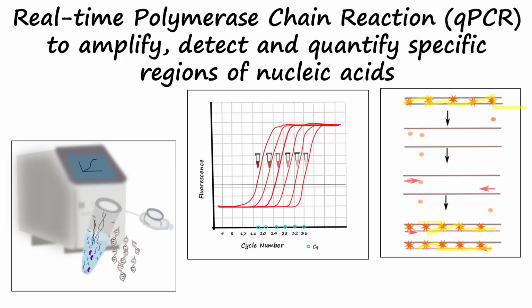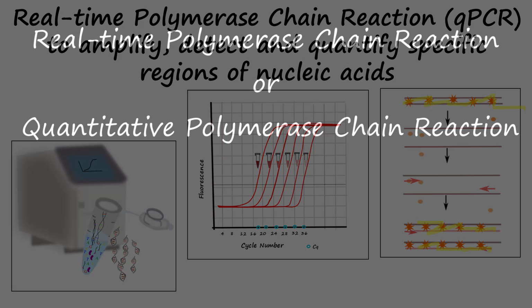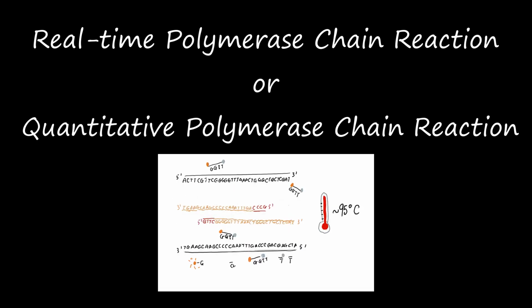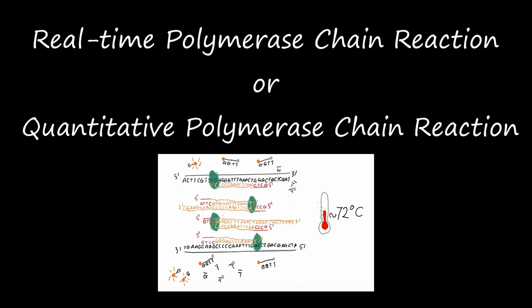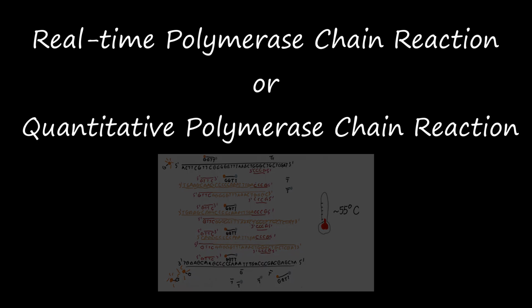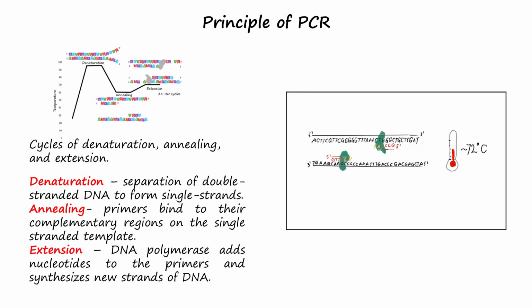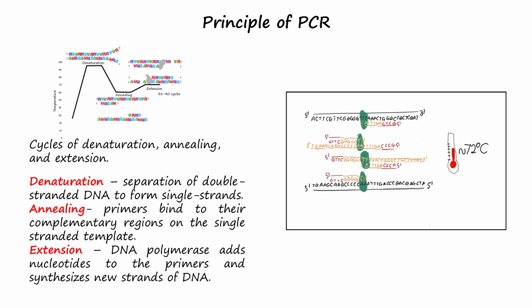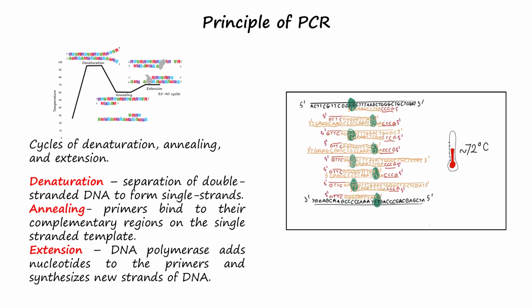Real-time PCR, like PCR in general, is used to amplify regions of interest in the nucleic acid so that a region of DNA can be detected or quantified if required. As quantification is possible, real-time PCR is also called quantitative PCR. Real-time PCR amplifies DNA based on the same principle as other types of PCR, that is, cycles of denaturation, annealing, and extension.